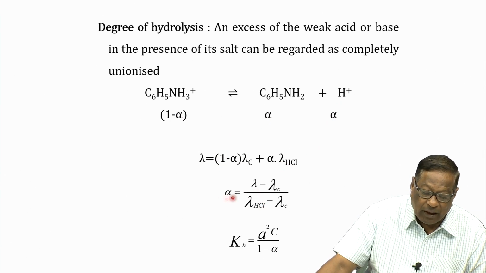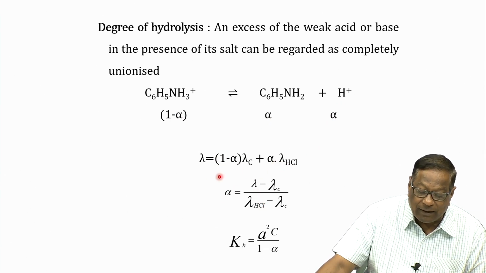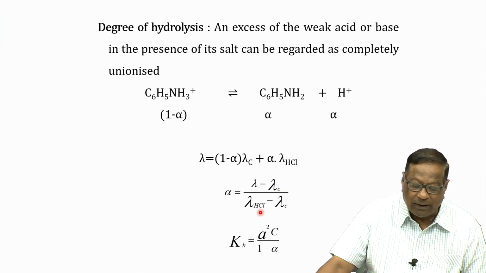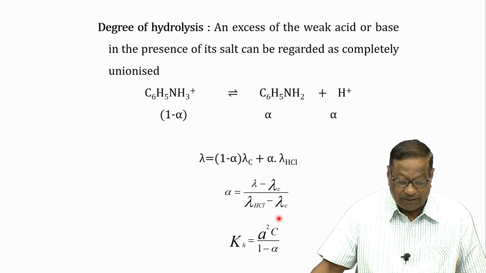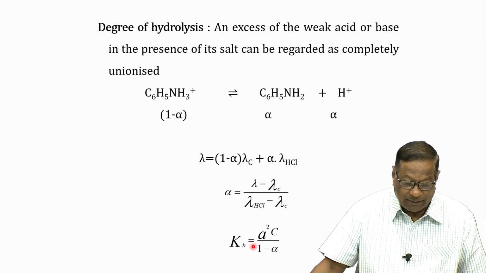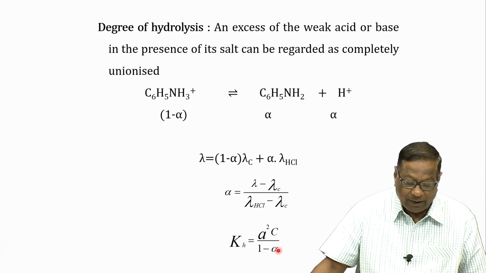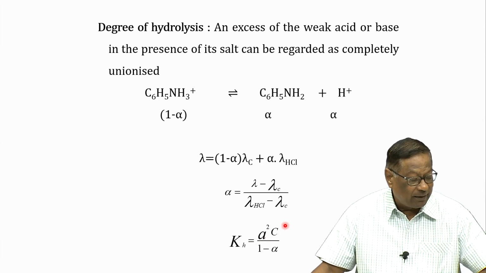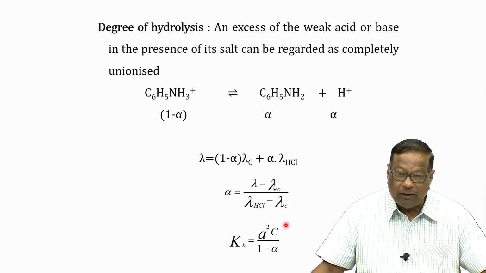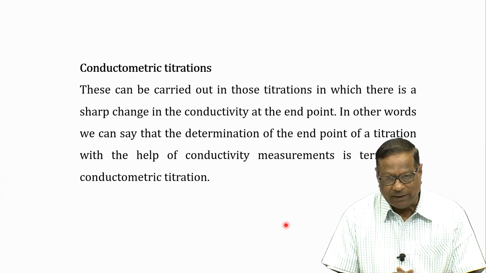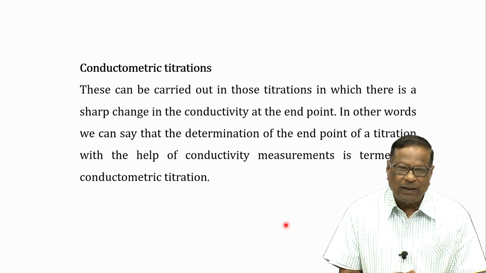So, alpha is nothing but, I can solve this equation, lambda minus lambda c divided by lambda HCl minus lambda c, and Kh is given by alpha square c divided by 1 minus alpha. This is the final expression for the degree of hydrolysis. So, apart from that, what else can we do with conductance?